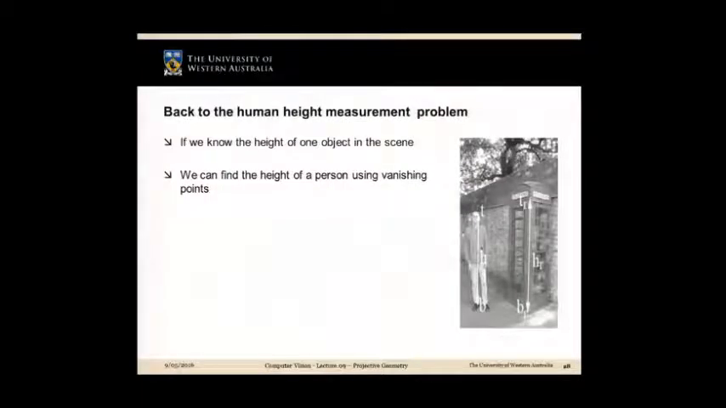Now, coming back to the human height measurement problem. If you know the height of one object in the scene, we can find the height of a person using vanishing points. Now, how to do that? So in this image, we have HR, TR, and BR. HR represents the height of the reference object that we already know. TR is the top point of the reference object.